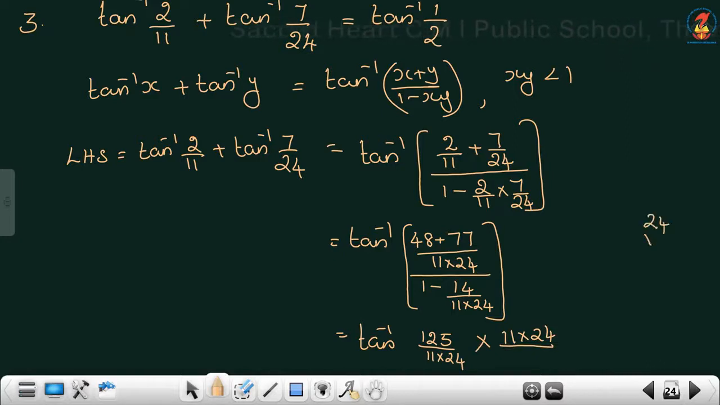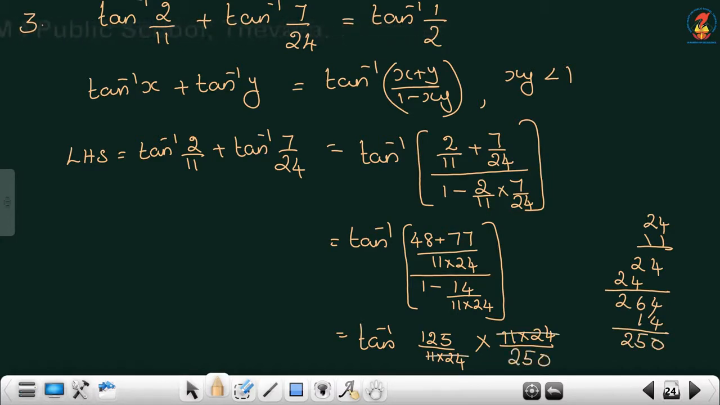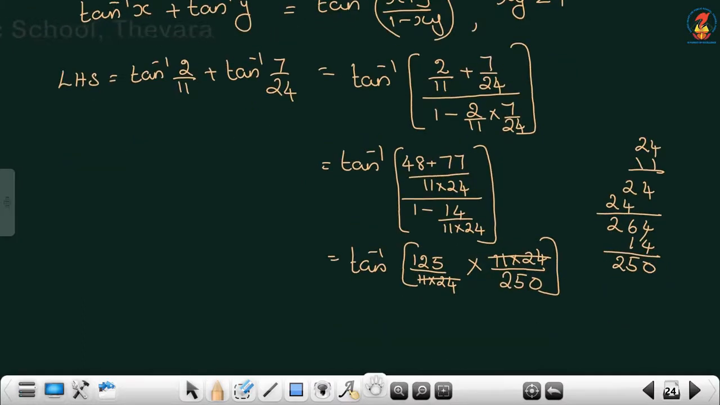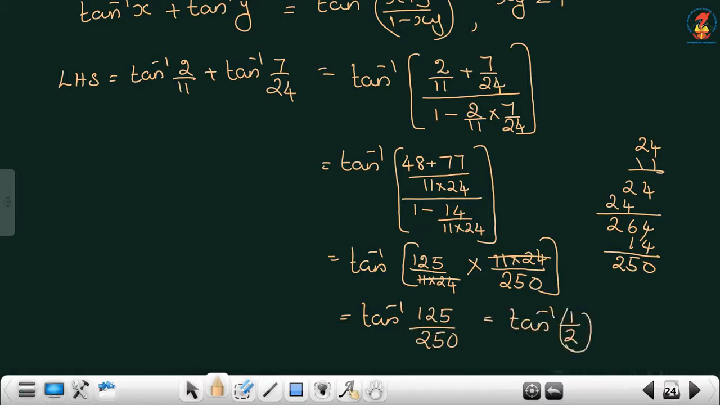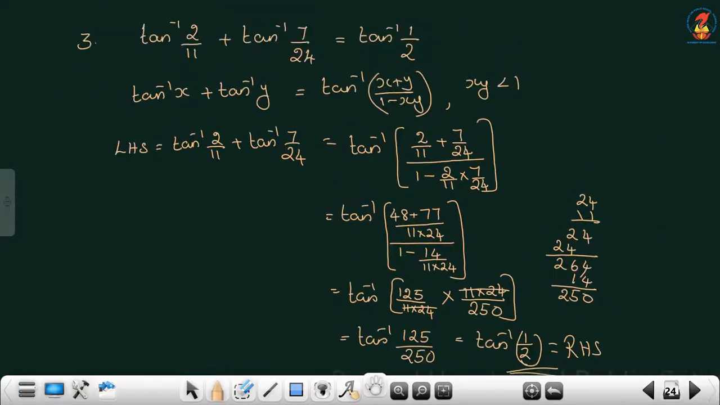What is 11 into 24? 24 minus 14. So that is 250. So this we can cancel. So tan inverse 125 by 250. So that's equal to tan inverse 1 by 2. That's equal to RHS. Check it. Tan inverse x plus tan inverse y, direct addition. We use this formula, substitute, and we get the answer.